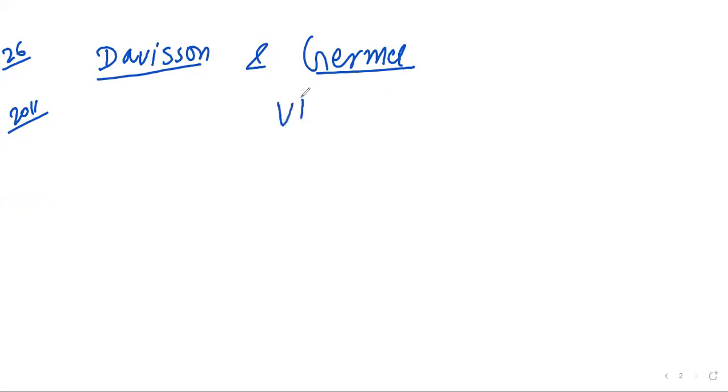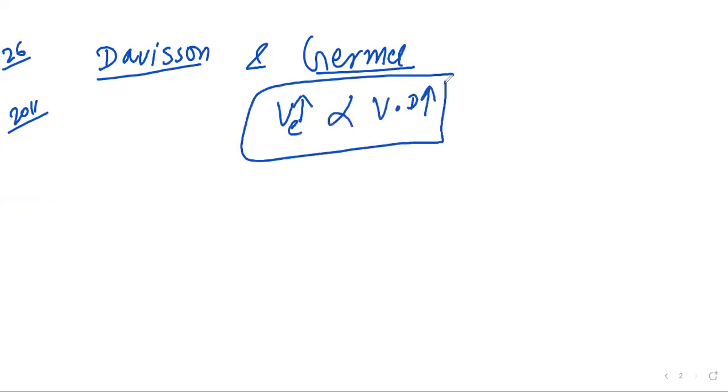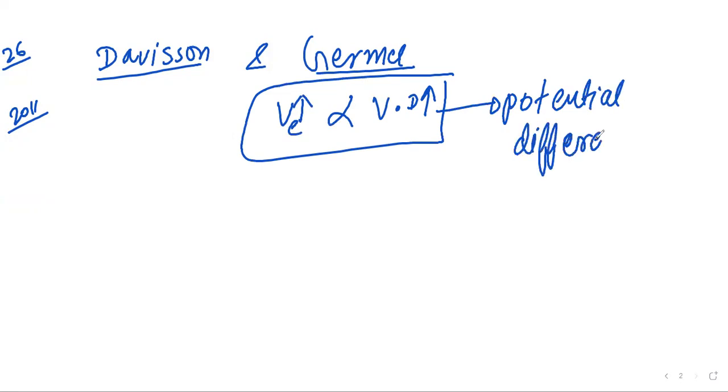So how do you increase the velocity of the electron? It is directly proportional to the potential difference applied on it. So remember this conclusion only: by increasing the potential difference. V means potential difference. Asked in 2011.